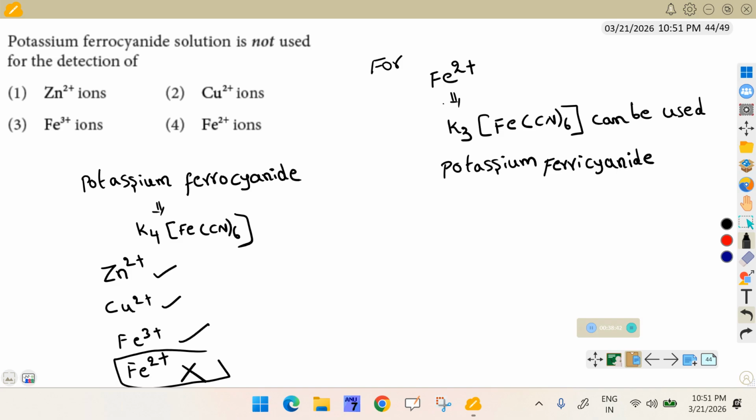Potassium ferrocyanide solution is not used for the detection of Fe2+. It is used in the detection of Zn2+, Cu2+ and Fe3+. For Fe2+, we use potassium ferricyanide instead of potassium ferrocyanide. Use potassium ferricyanide.